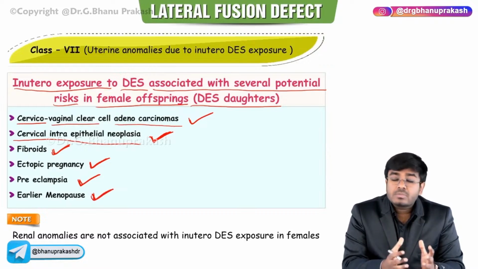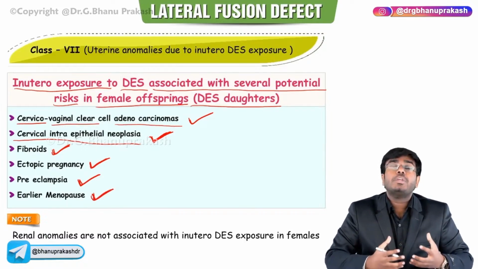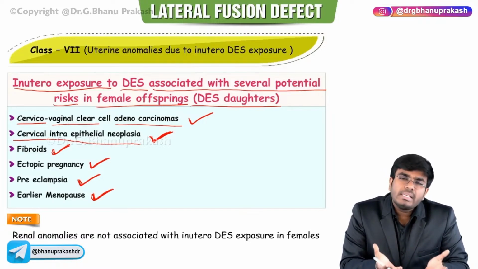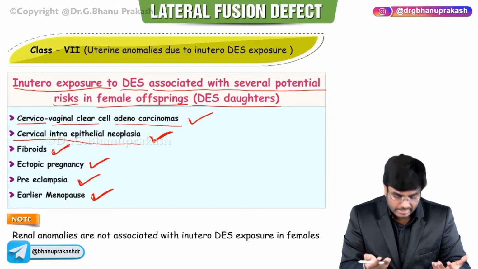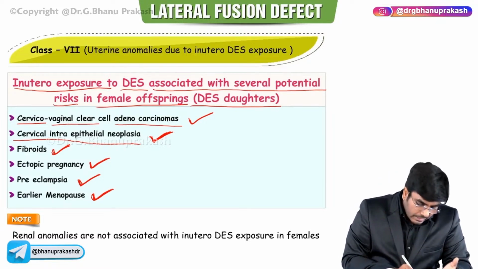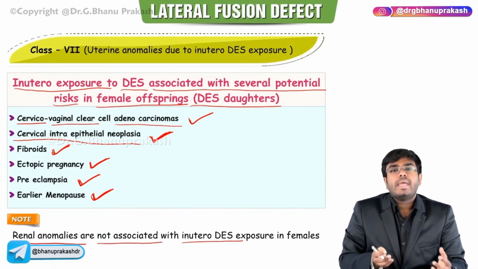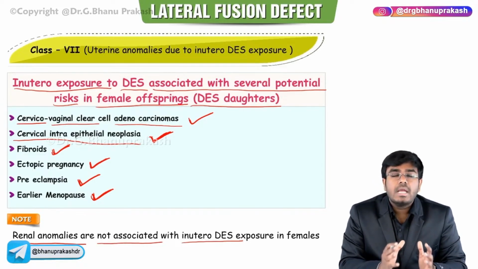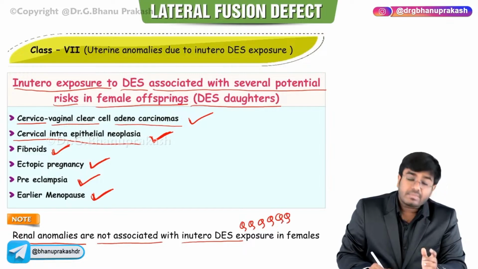This means that females who were exposed to diethylstilbestrol during their intrauterine life may end up having early menopause, somewhere around 40 years maybe. So this is very much possible with exposure to DES. An important MCQ: renal anomalies are not associated with DES. Exposure to diethylstilbestrol in female fetuses or DES daughters is not associated with renal abnormalities. A very important MCQ. Again, I am stressing, it's very important.